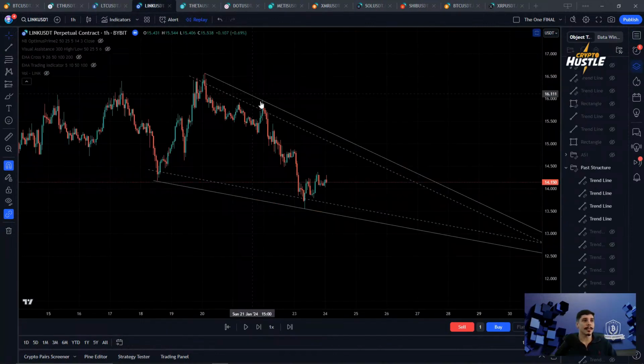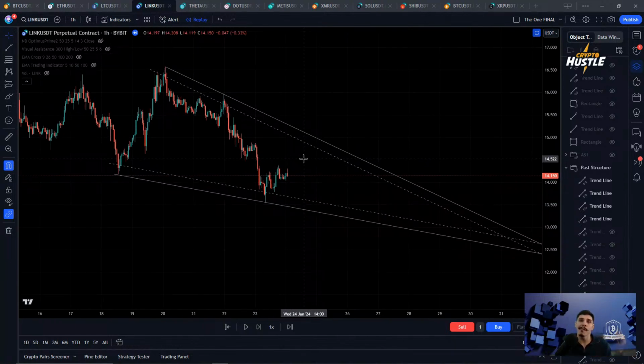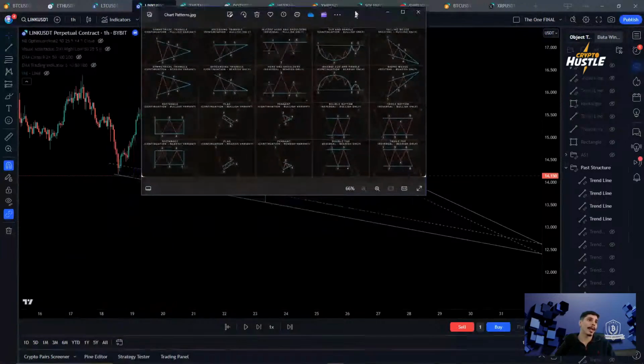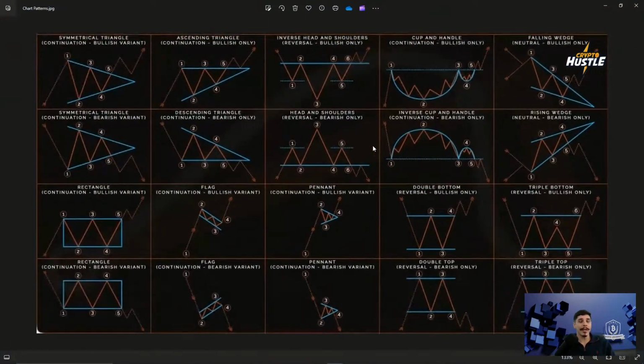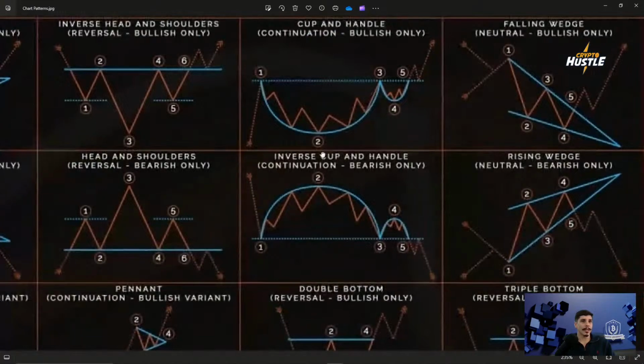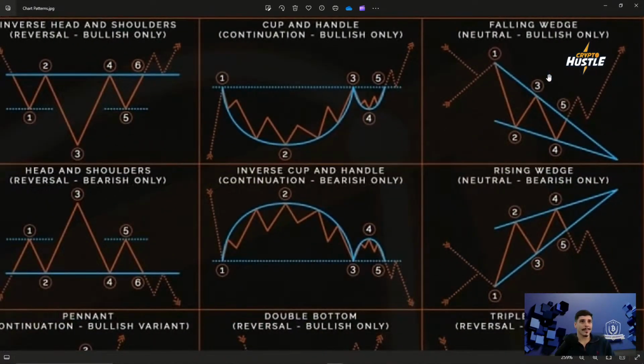So whenever we get to a point in nature where we're projecting from 2 points and we get a structure like this, it gives us a type of falling wedge. If we look at different structures that are available to us, there's a bunch of different ones. And today we're going to be looking at over here. It's going to be falling wedge, neutral, bullish only.